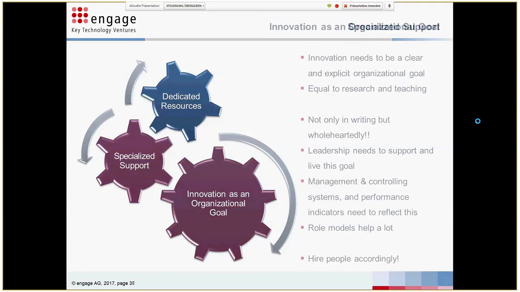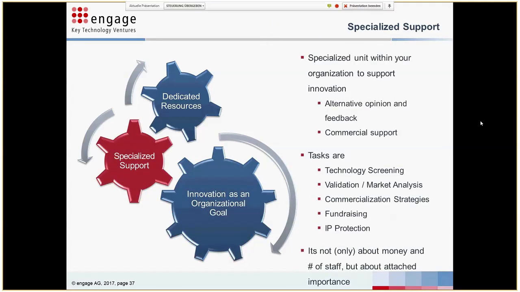The second thing is you will need specialized support. This could or this should be a specialized unit within your organization. This specialized unit would have people, maybe people like me, who know both sides, who know the technical side, but who also know the commercial side. And those could, for example, help you identify innovation among all of your knowledge you produce. They could assess technologies, give you alternative opinions and feedback on how to develop innovations, how to commercialize innovations. And they could give commercial support. They could also help with fundraising.